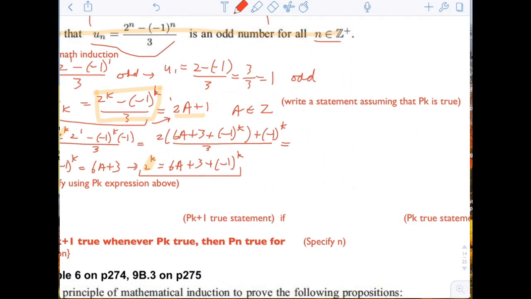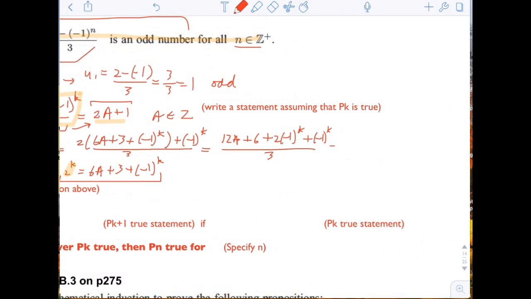Remember that we're trying to get something that looks like this on the right side, okay? So let's distribute the 2. Then we'll get 12a plus 6 plus 2 times negative 1 to the k, plus negative 1 to the k, divided by 3. Now this is equal to 12a plus 6 plus 3 times negative 1 to the k, because I got like terms there, divided by 3.